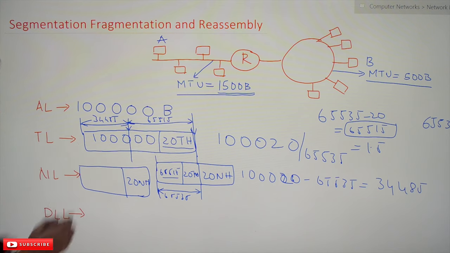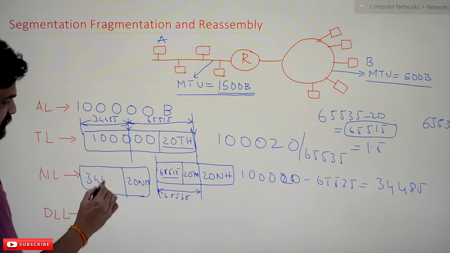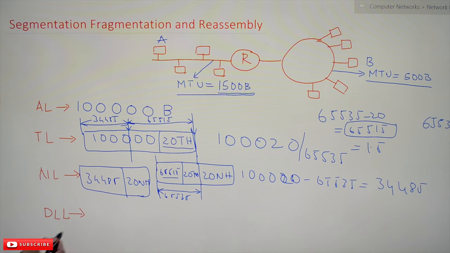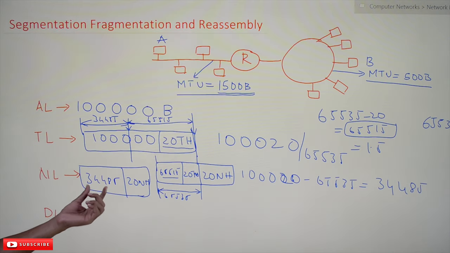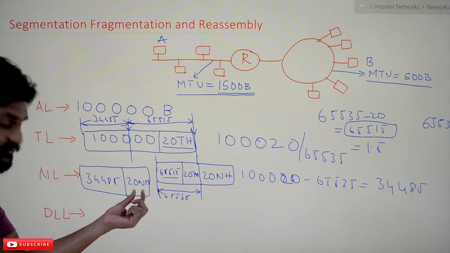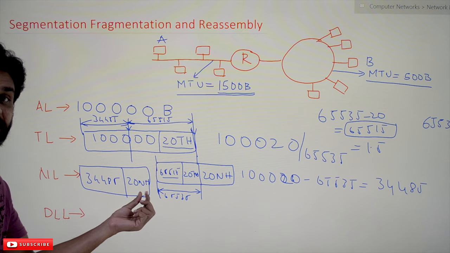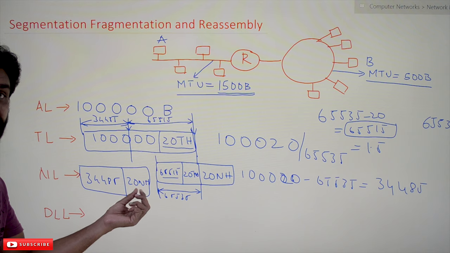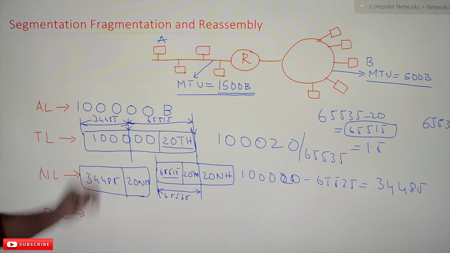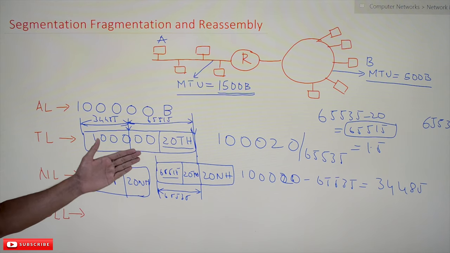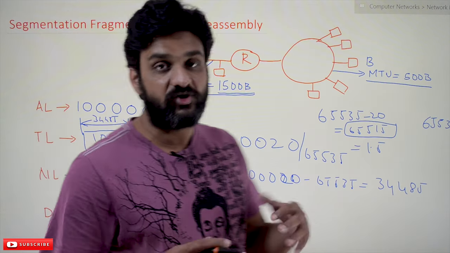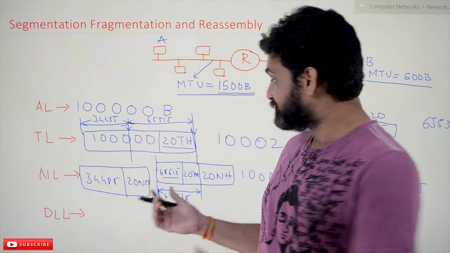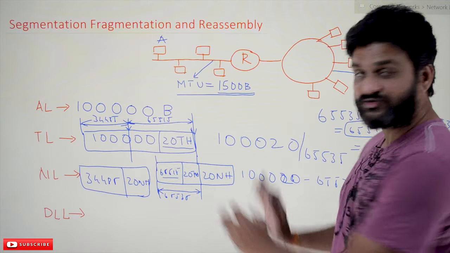This is the actual data. And to this actual data, 34,485 bytes of data, the numbers may be one or two here and there, so just try to understand the logic. So to this, 20 bytes of network header is getting added. Okay, so now this data has to be transmitted to the data link layer. So is it possible, can the data link layer accommodate this bigger size of data?